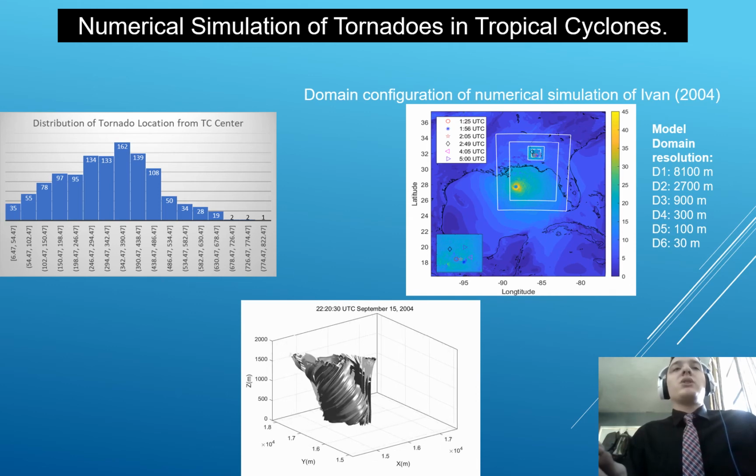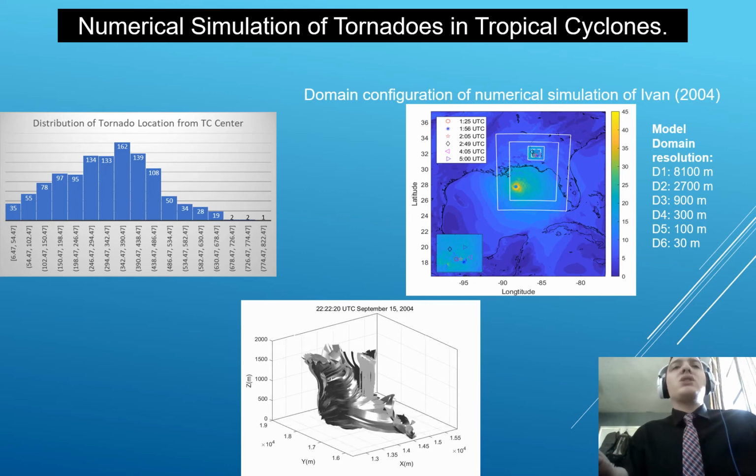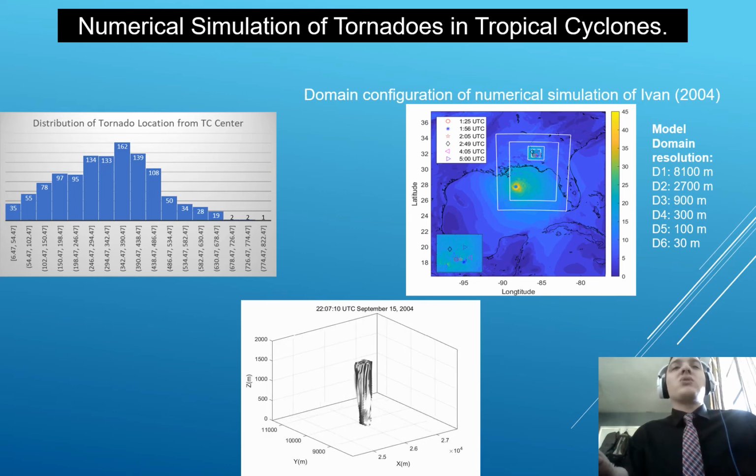My research wishes to look at what observations seem to show, a preferred range of tornado production, and see if it's truly valid. Here on the left, we have a distribution of known tornado locations from the TC Center. And as you can see, a greater number of tornadoes tend to form at the 200 to 400 kilometer range versus any other range. Observations alone will not be able to tell us why there's this disparity in ranges, so numerical simulations need to be conducted.